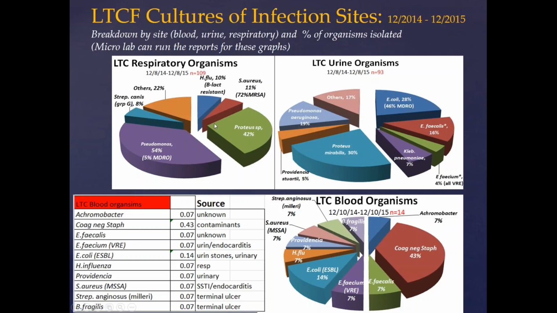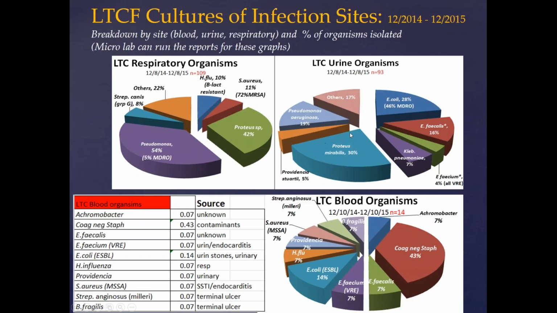For the respiratory organisms, we had 54% Pseudomonas, and so we know we need to cover Pseudomonas empirically. And the cefepime we choose will cover most of these organisms except for the MRSA. So because MRSA pneumonia can land a patient in the ICU, we usually cover empirically with doxycycline.